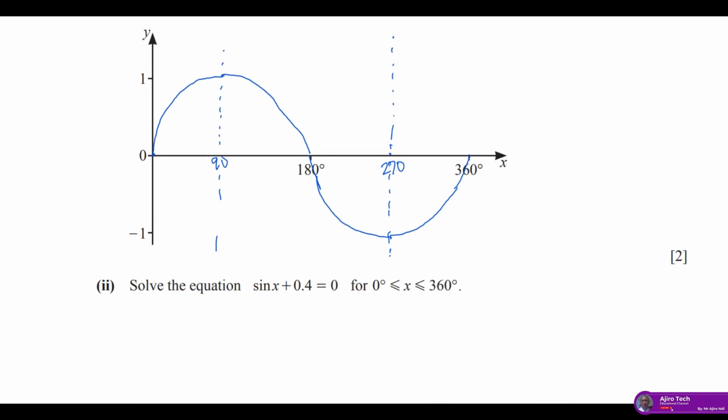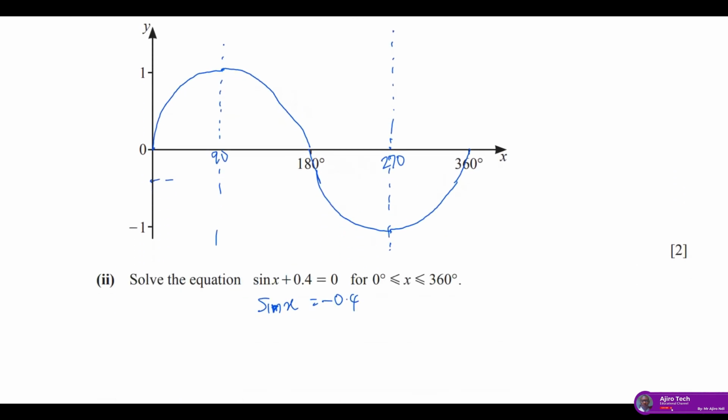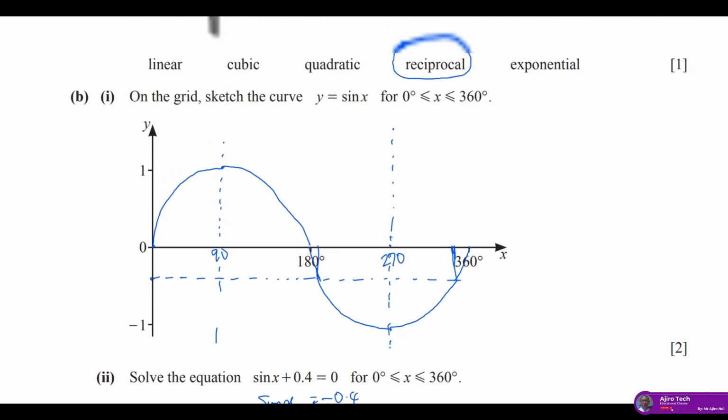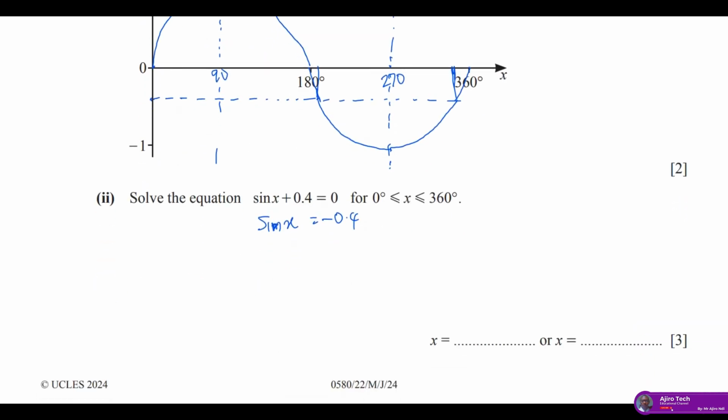Now, that means sine x becomes negative 0.4. So go to where you have negative 0.4. If I should trace this, they didn't say we have to use this graph, but if I have to use the graph, I'm going to trace it like this, and then these will be our solutions here and here. But since we are not asked to use the sketch to solve this, let's solve it by calculation.